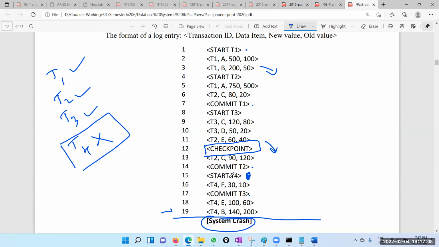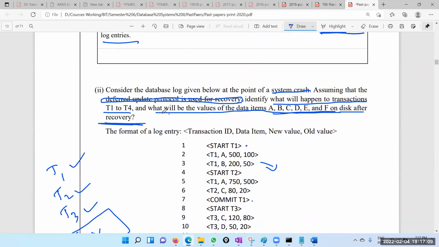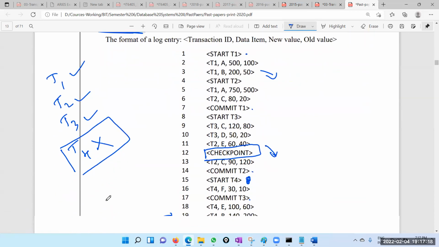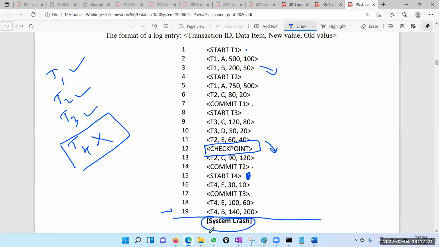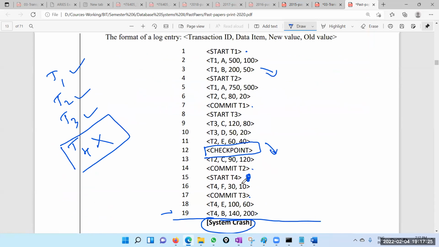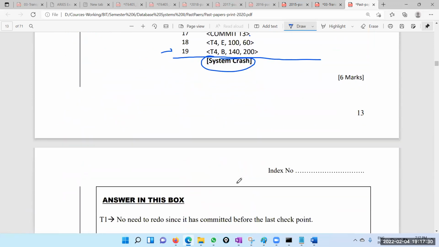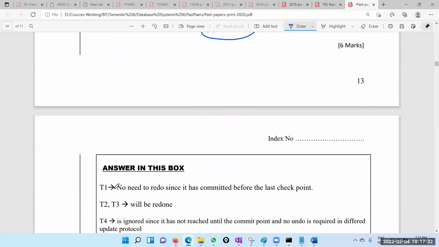But first we have to identify that, because the question asks what happens to the transactions T1 to T4. So T1, T2, T3 have committed before the crash, but T4 has not committed. So that is the answer for question part 1. Okay, let's see the answer. Transaction 1. They have even explained the reasons also.